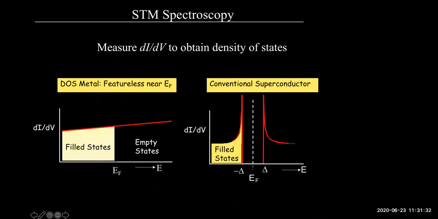If you measure the differential conductance of a simple metal, you would see a flat density of states going across the Fermi energy. The Fermi energy of the sample for us, by the way, is zero bias, so if you see zero, that's EF. And for a conventional s-wave superconductor, you will see a complete gap, that is zero density of states all the way up to the gap edge, and then sharp coherence peaks right at delta on either side of the Fermi energy.